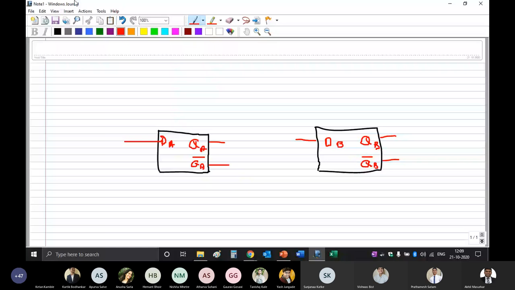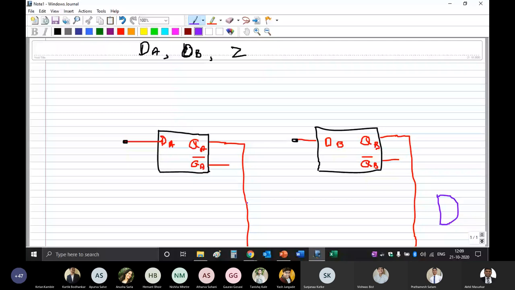Now look at the K-map equations. There are K-map equations for DA, then we have DB, and then we have Z. Let's look at Z, because Z is easier to identify. What is the value of Z? Z is QA dot QB. Dot means I will require an AND gate. So I'll connect QA here, and this is my QB. What I get here is Z, and Z is equal to QA dot QB. Is this much clear?